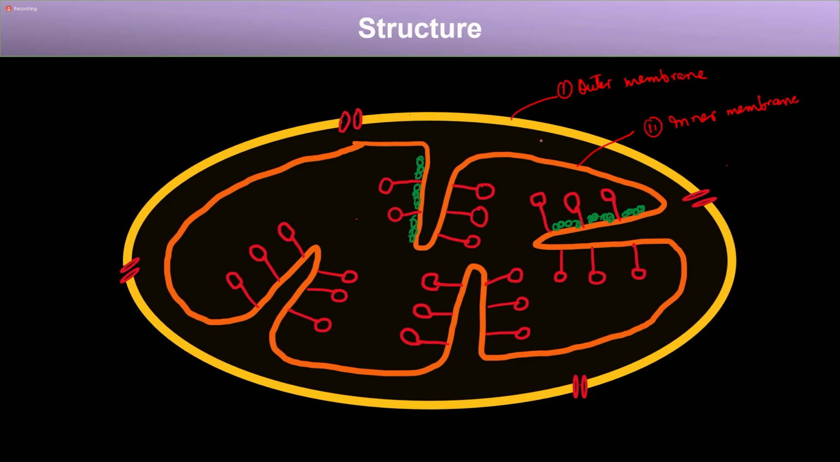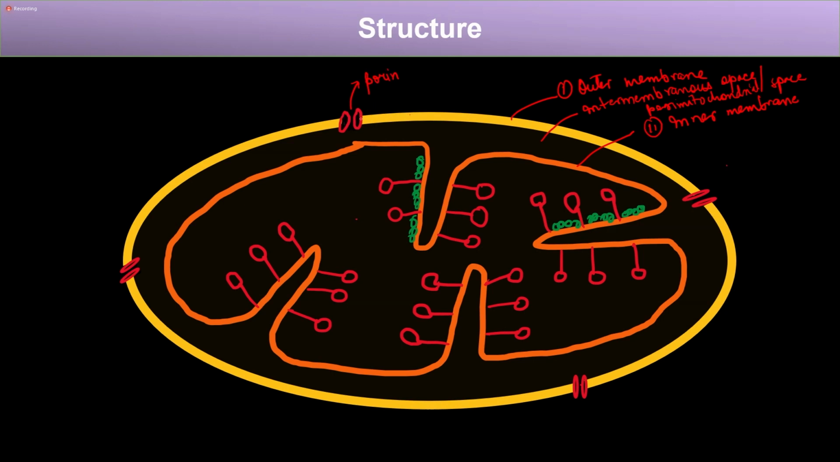And in between the outer and inner membrane, there is a space, and this space is known as intermembranous space, or perimitochondrial space. Apart from this, we can see that on the outer membrane there is this pore-like structure, and this structure is known as porin. It is made of a special protein that is known as porin.